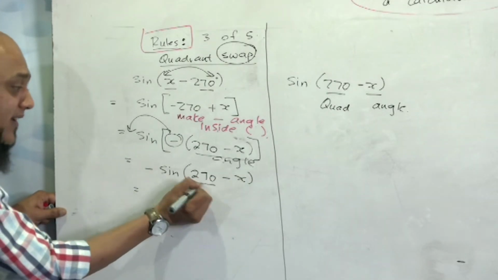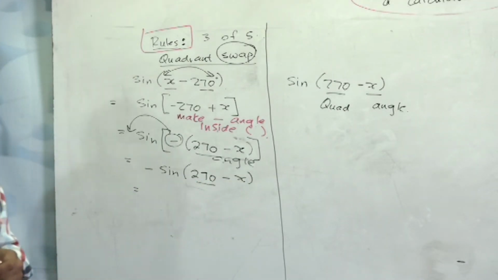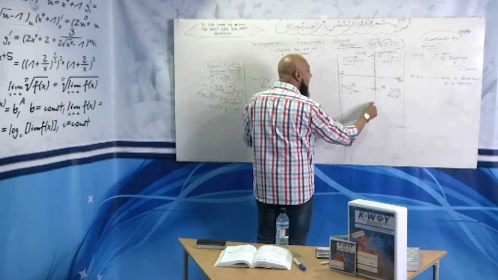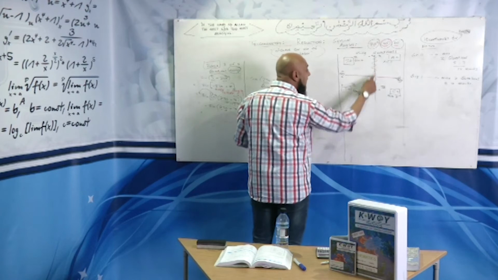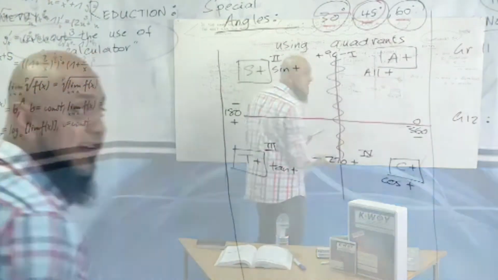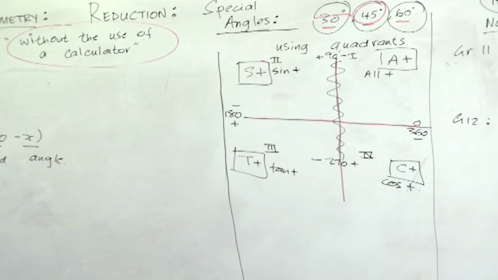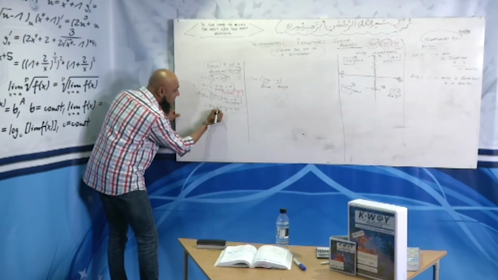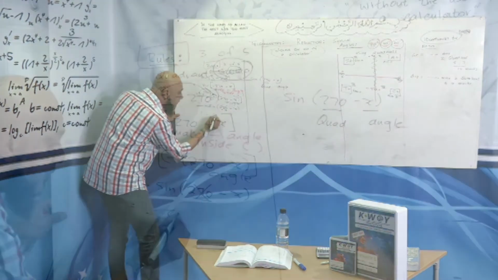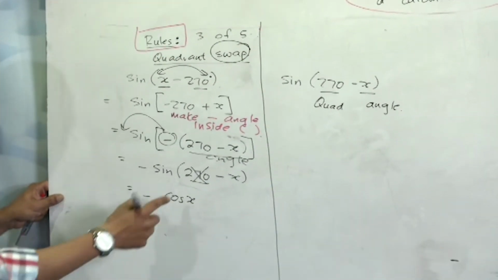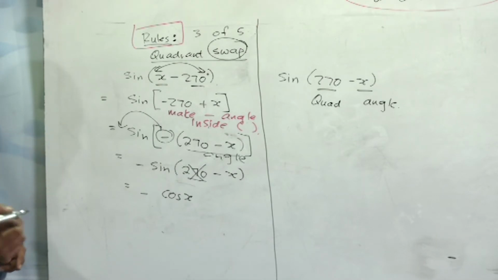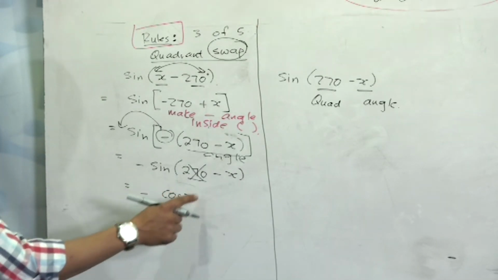Now, 270. Does the name stay or does the name change? Remember, 90 and 270, name changes. 180, 360, name stays. So, sine 270, the name will change. So, you've got minus sine 270, the name will change to cos x. The name changes. Sine will change to cosine, cosine will change to sine. So, that becomes minus cos x.